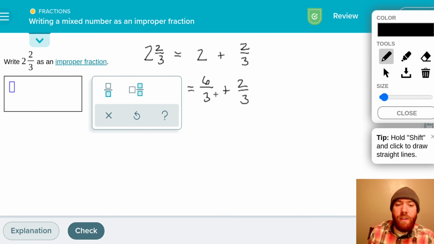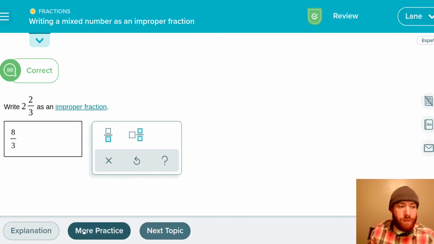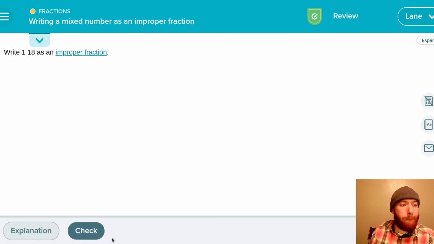And now we can add these two fractions together. 6/3 plus 2/3 is a total of 8/3. So remember that when you're adding fractions, you only add the numbers on the top. The common denominator 3 stays here on the bottom. So 2 2/3 as an improper fraction is 8/3. Awesome. We'll do one more.